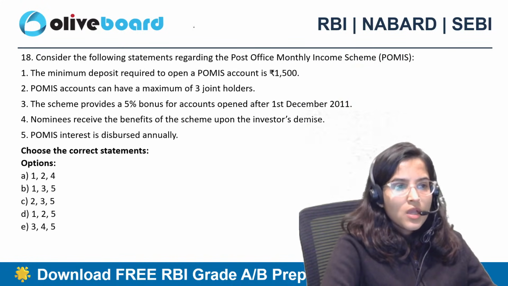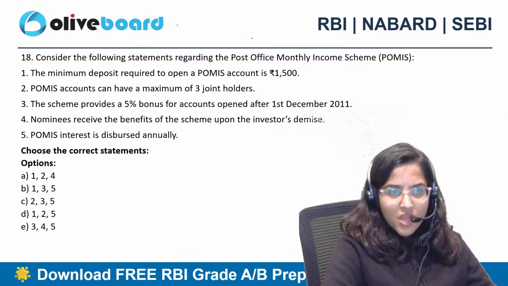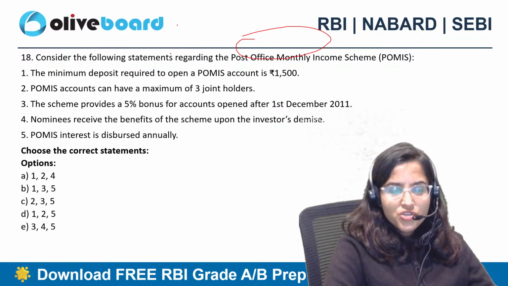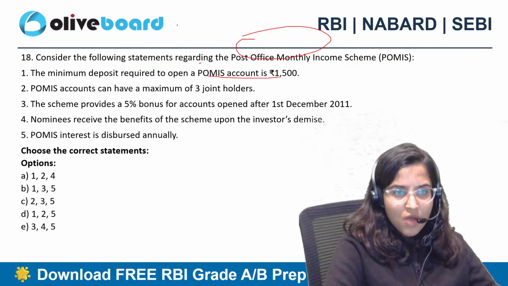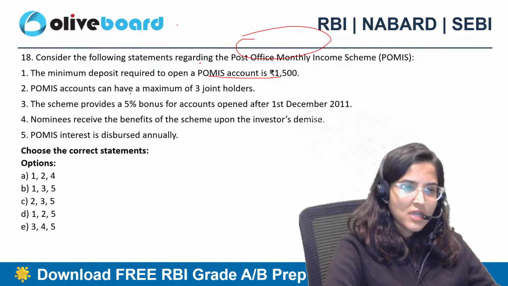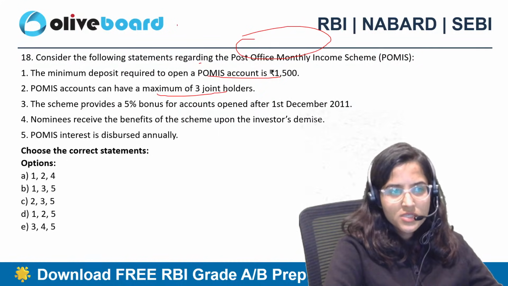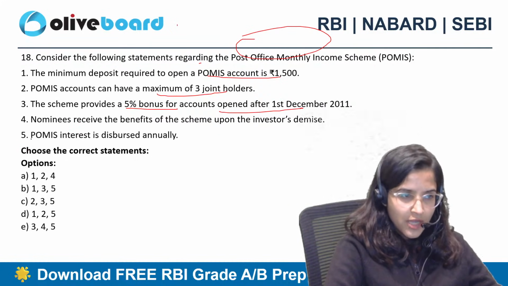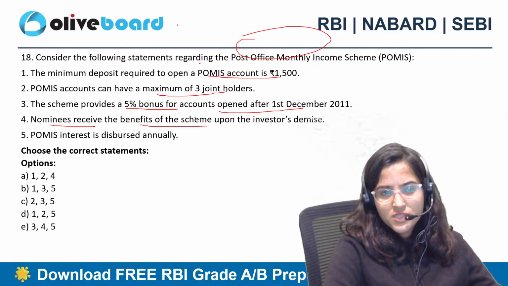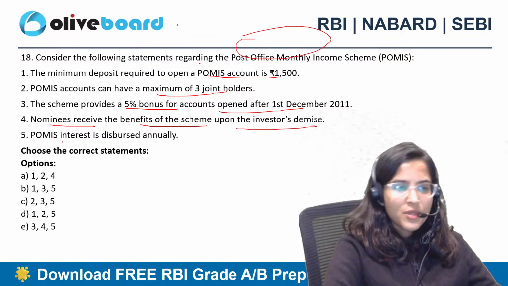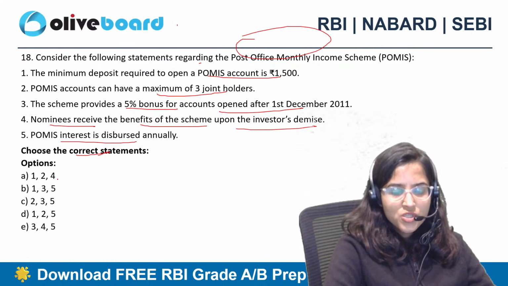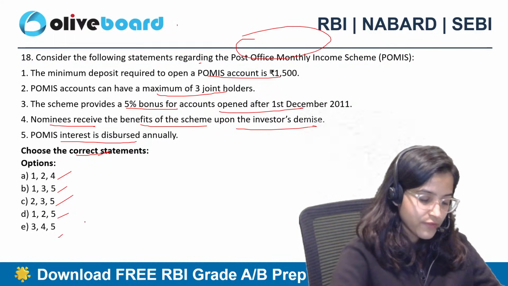ठीक है? Consider the following statements regarding post office monthly income scheme. The minimum deposit required to open a POMIS account is 1500 rupees. POMIS accounts can have a maximum of 3 joint holders. Scheme provides a 5% bonus for accounts opened after 1st December 2011. Nominees receive the benefits of the scheme upon investors' demise. POMIS interest is disbursed annually. You have to choose the correct options: 124, 135, 235, 125. You have 3, 4, and 5.